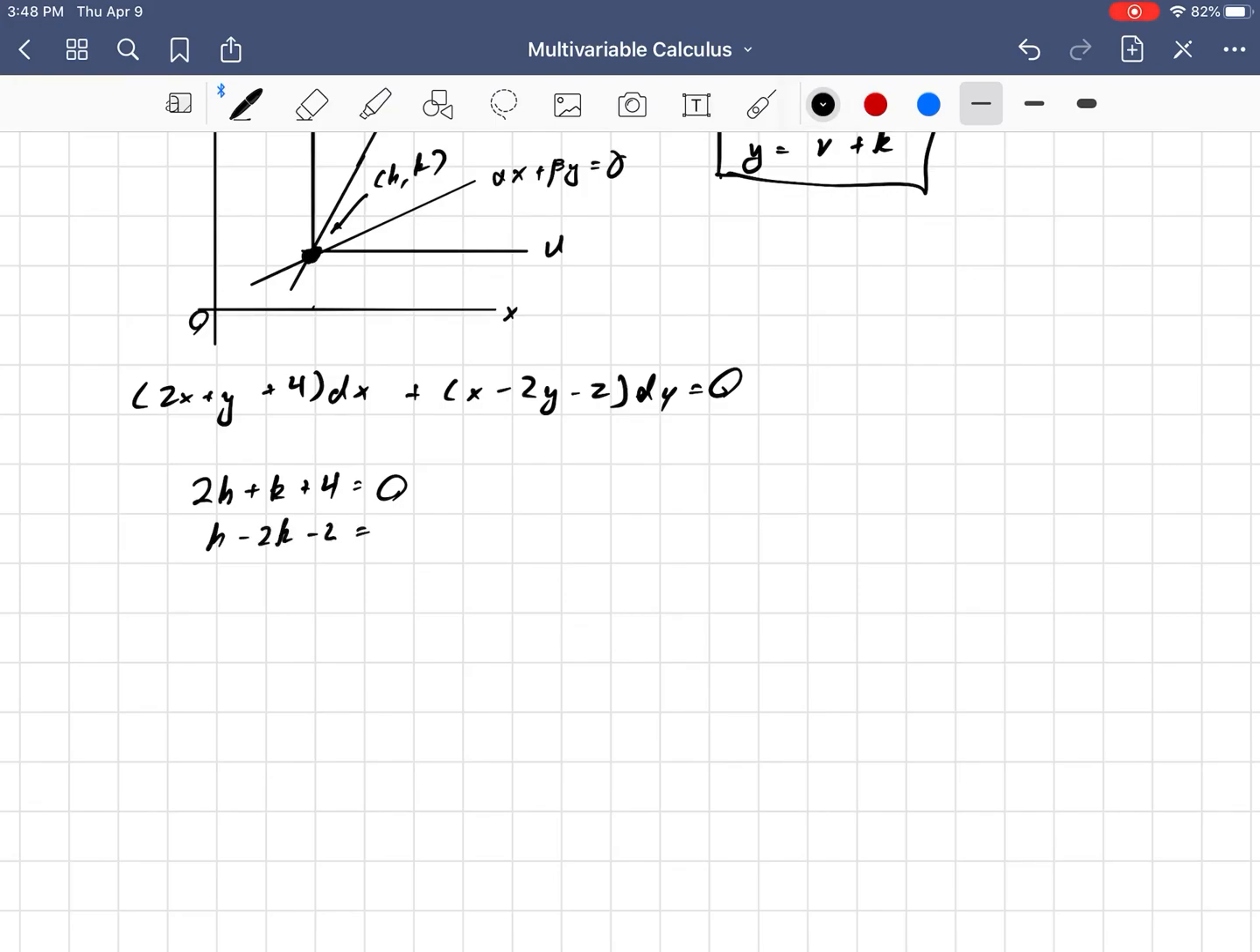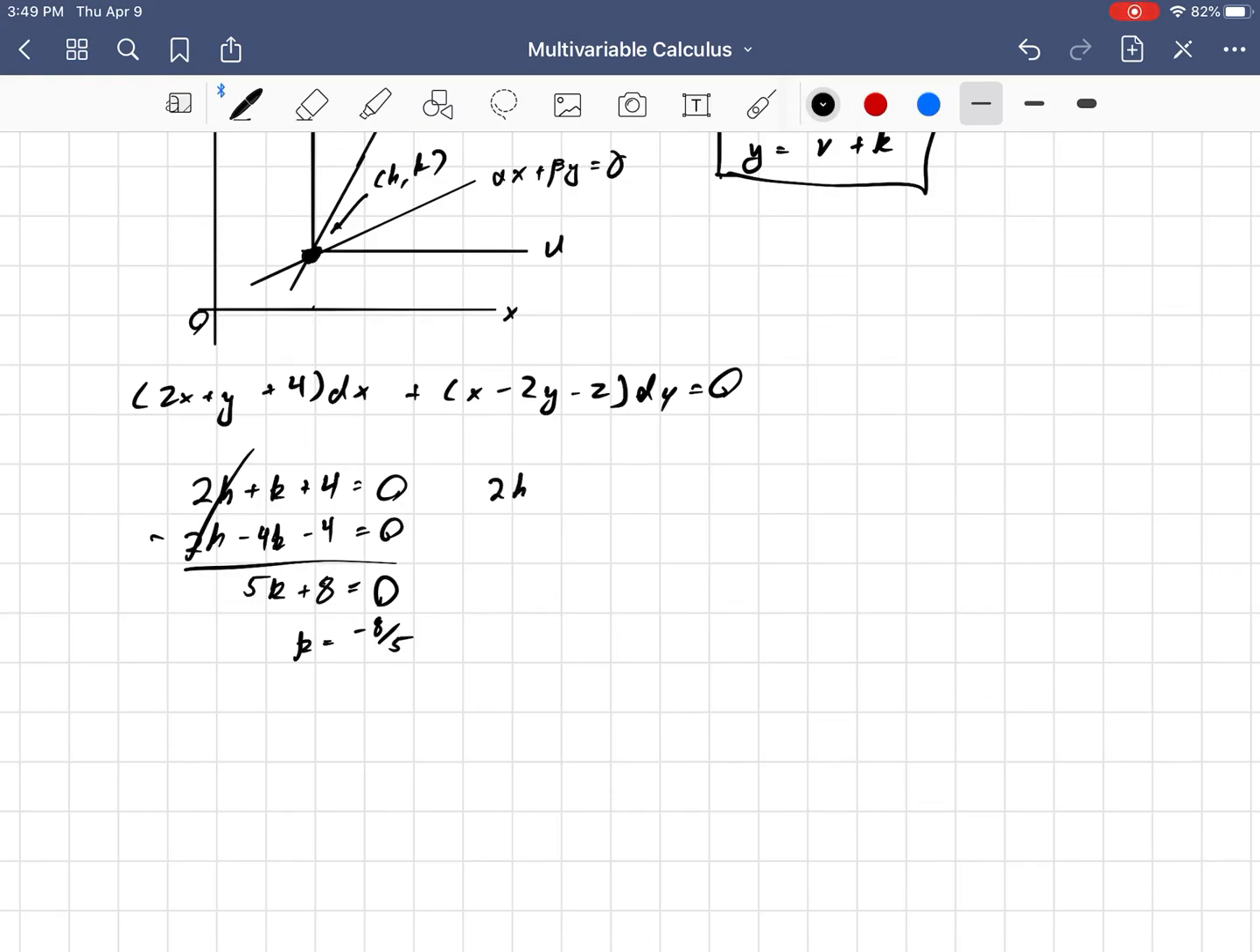And then h minus 2k minus 2 is equal to 0. And so now we just need to solve for h and k. So 2h minus 4k minus 4 is equal to 0. Subtract these two, that goes away. 5k plus 8 is equal to 0. So k is negative 8/5.